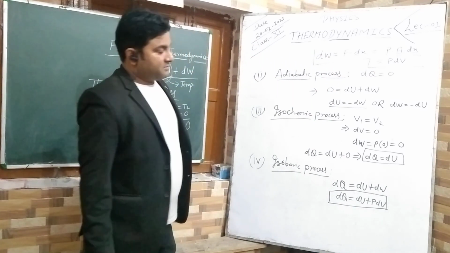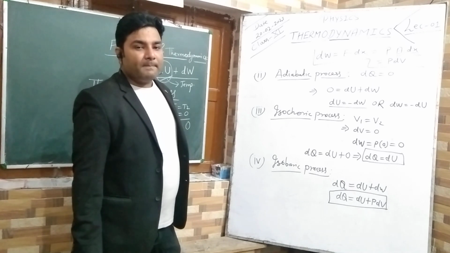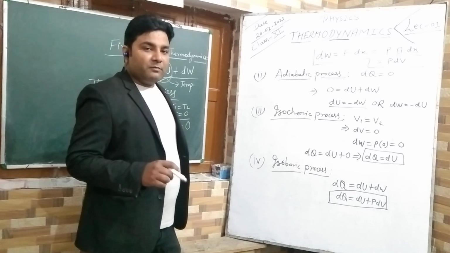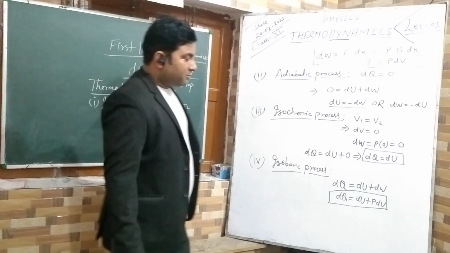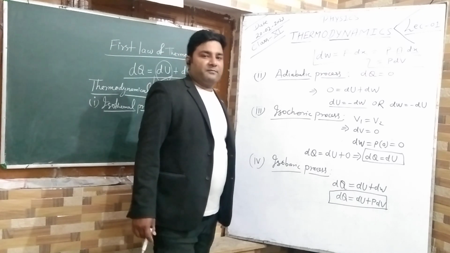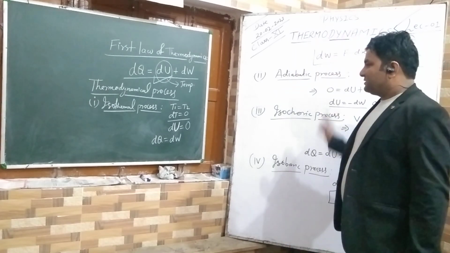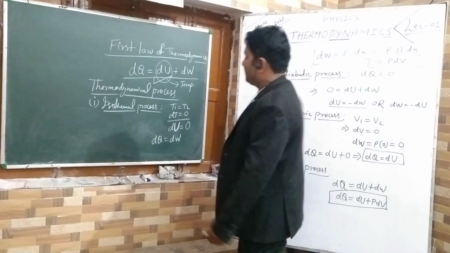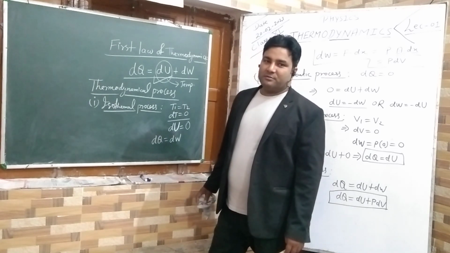Here no term becomes 0. But in case of free expansion, always remember, dQ will be 0, dW will also be 0, and then when dQ is 0 and dW is 0, dU must be 0. In case of free expansion, that is the very special case. Just after these cases, we will start discussion about the two terms in detail: isothermal process and adiabatic process.